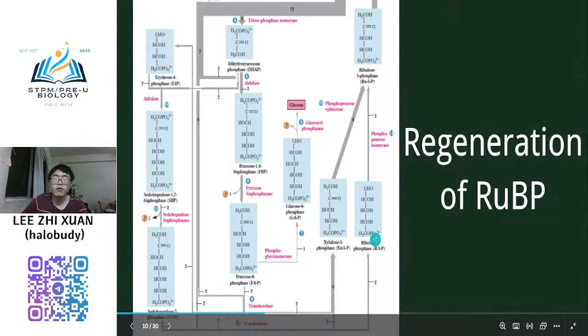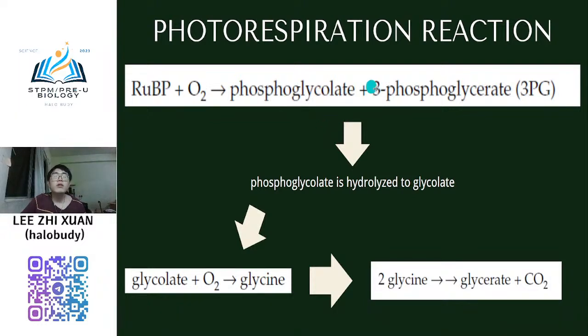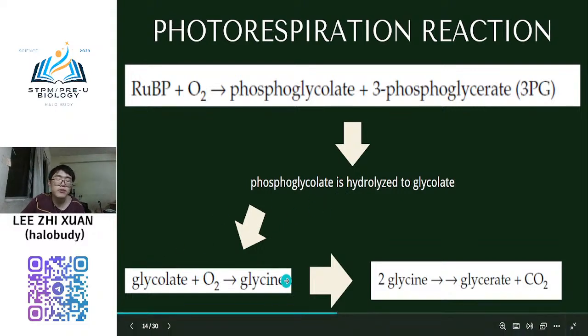But for the photorespiration process, it will not produce two 3-phosphoglycerate. It will only produce one, and another one is what we call phosphoglycolate. When it produces the phosphoglycolate, this phosphoglycolate later will be hydrolyzed to glycolate, so it will use water, and then this glycolate will use oxygen to produce glycine, and then this glycine will produce glycerate, and then to produce carbon dioxide.